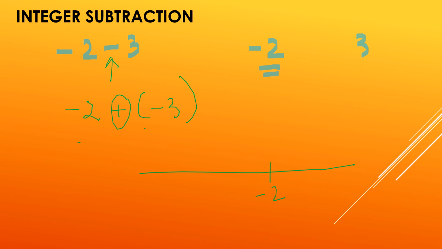Okay, you can put an addition sign here whenever you are subtracting. You go 3 steps to the back, you will have minus 5. So your answer will be minus 5. This is one way of doing it.